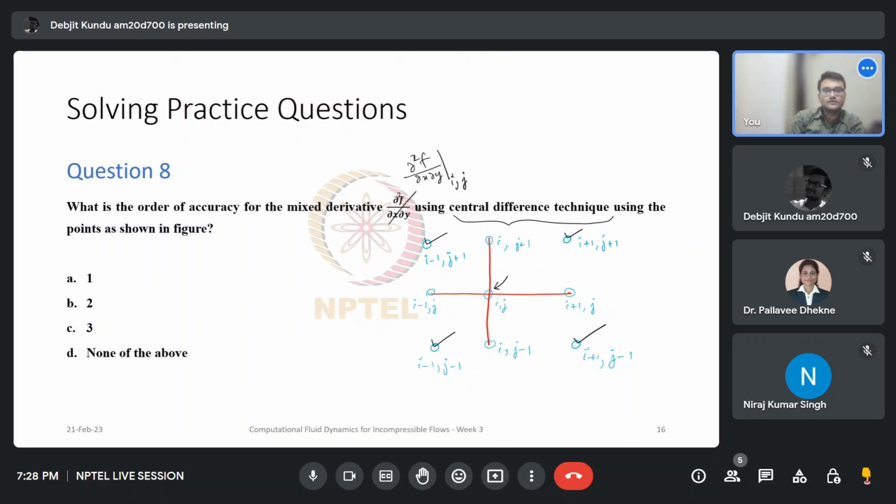So I have a mixed derivative dou 2f, dou x, dou y. I want to evaluate it at a certain point. We'll call that point i comma j. Now using a central difference technique, using the points shown, what is the order of accuracy that I can achieve? Is it 1? Is it 2? Is it 3? Or is it none of the above? Something else. Could be higher.